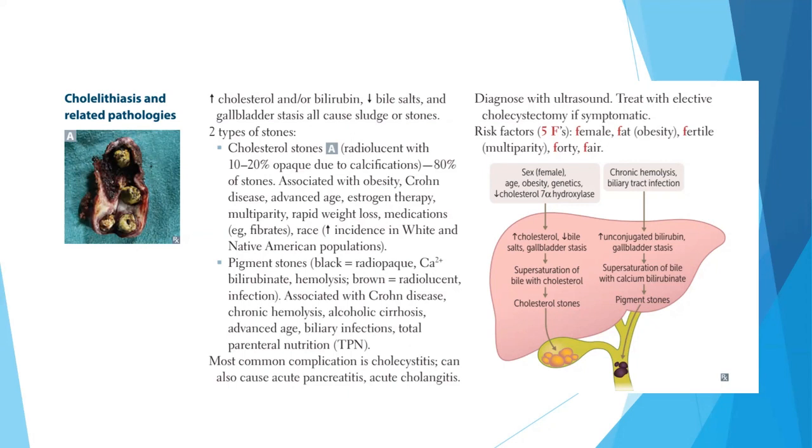So whenever there is a female patient, age more than 40, obese individuals, and those who have a genetic predisposition, there is a decreased cholesterol 7-alpha hydroxylase, and that increases the cholesterol, decreases the bile salts, and causes the gallbladder stasis. Now, this causes the supersaturation of bile with cholesterol and forms the cholesterol stones. In case of chronic hemolysis, there is increased unconjugated bilirubin and supersaturation of bile with calcium bilirubinate, and this is how pigment stones are formed.